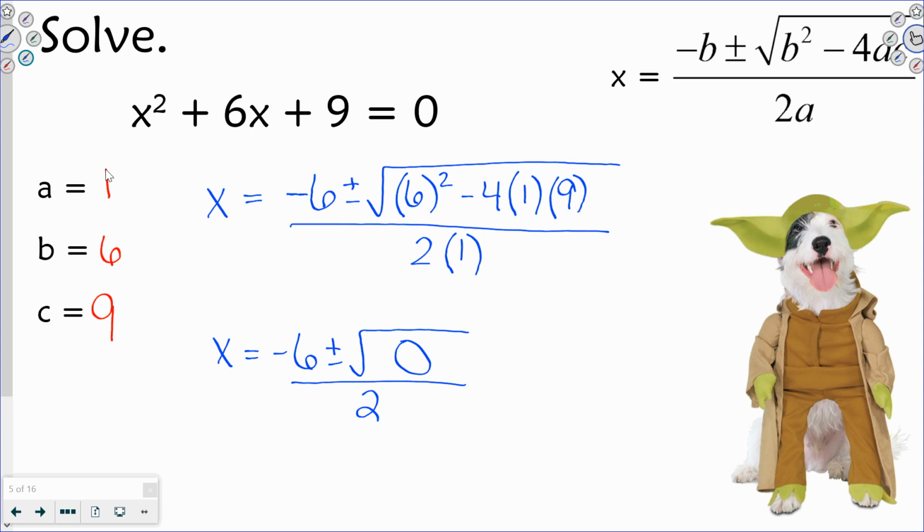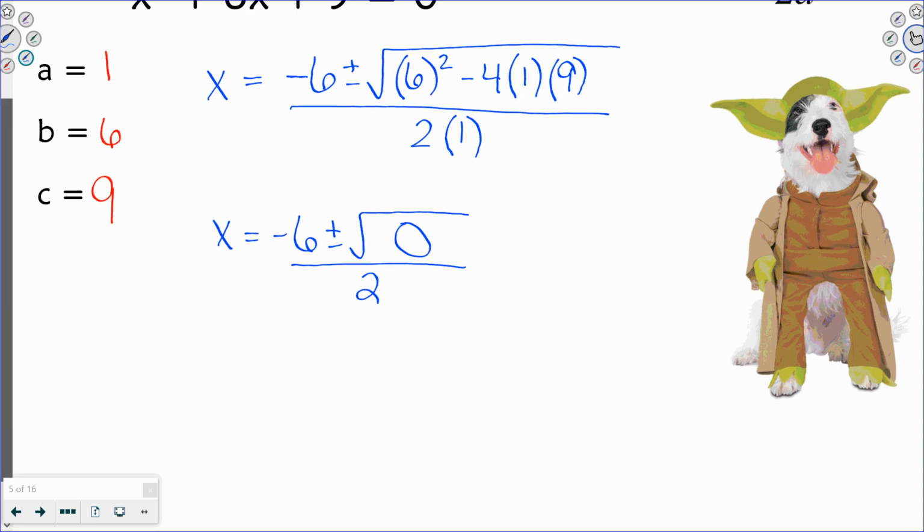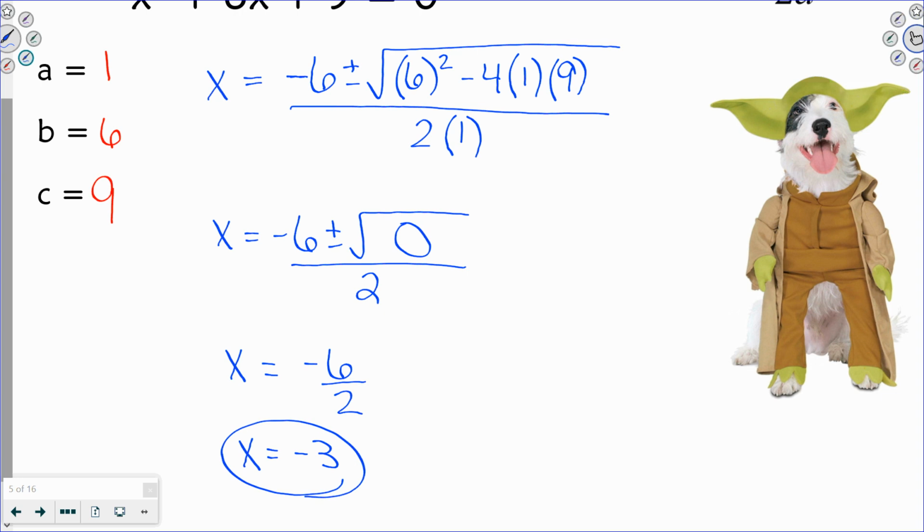Then I try to factor tree or simplify that radical. What's the square root of 0? 0. So do I need it? No. So I have x equals negative 6 over 2, which is just negative 3. And you're like, wait a minute, how many answers am I supposed to have? I should have 2.